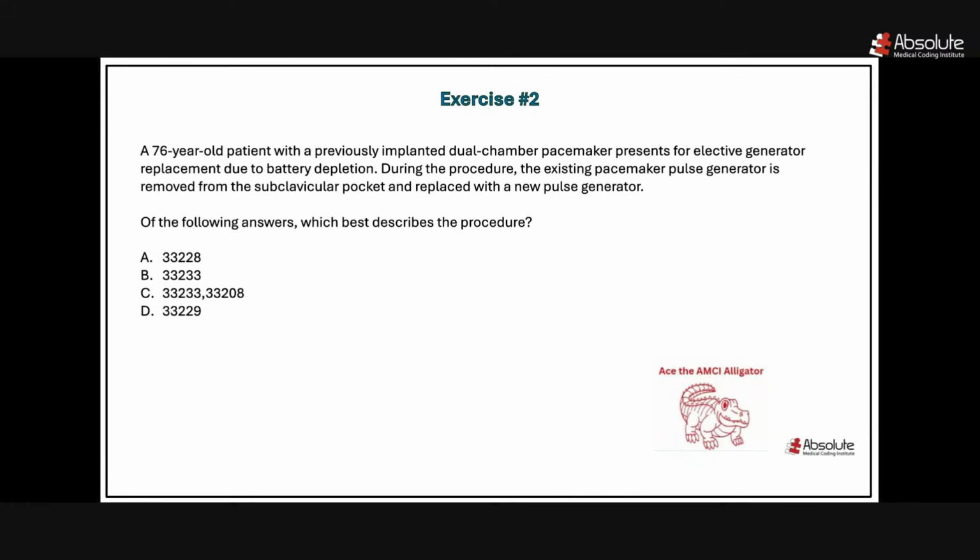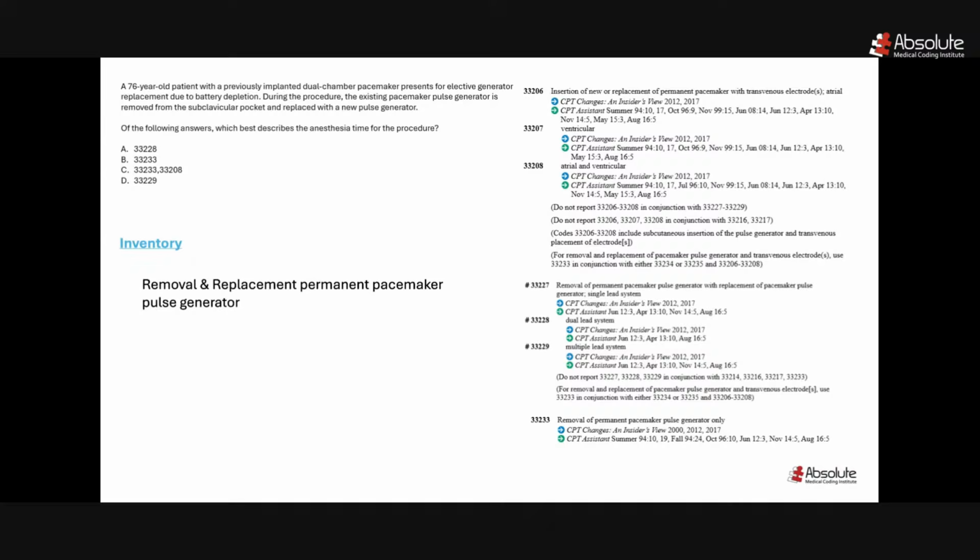All right, once again everyone is on the same page, you are all saying the same letter, option A. Let's see if it is the correct answer or not. So in inventory, we have removal and replacement of a permanent pacemaker pulse generator. That's the procedure which is performed.